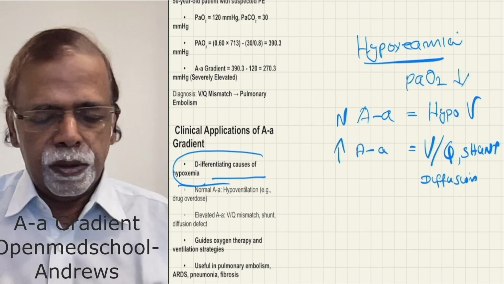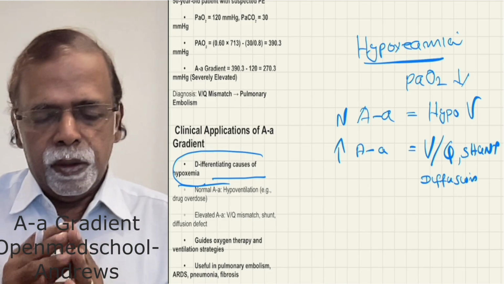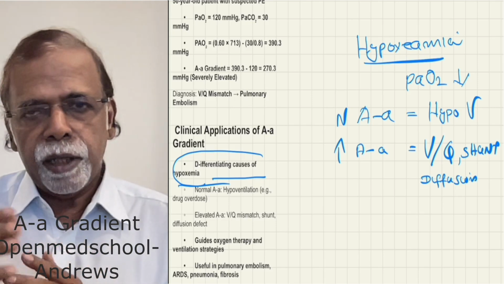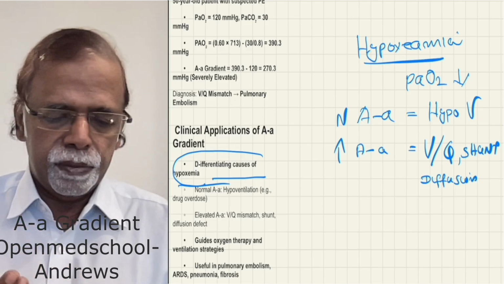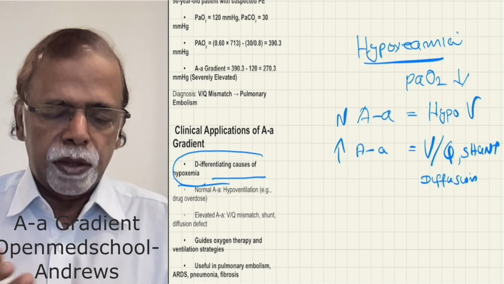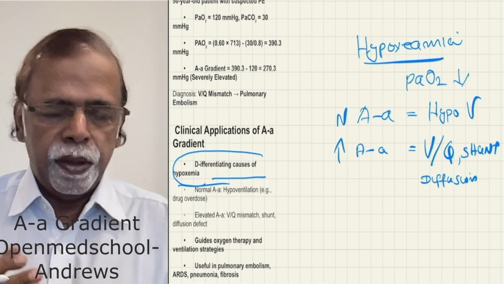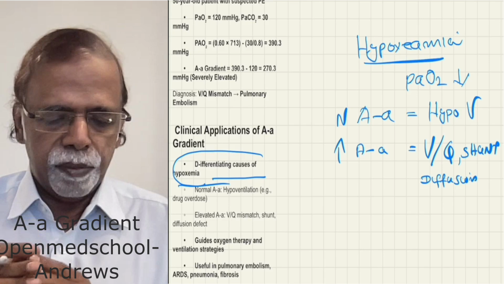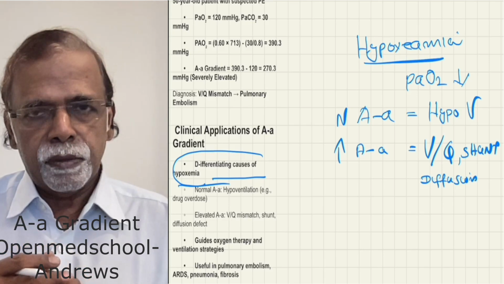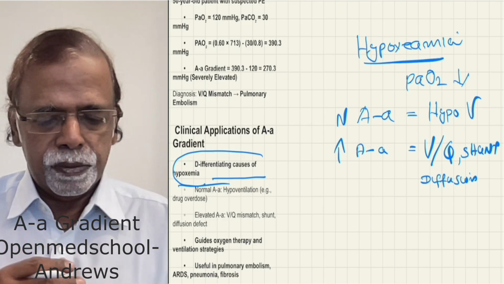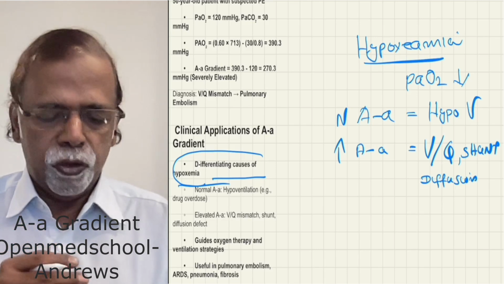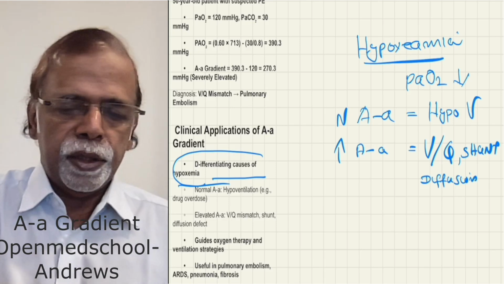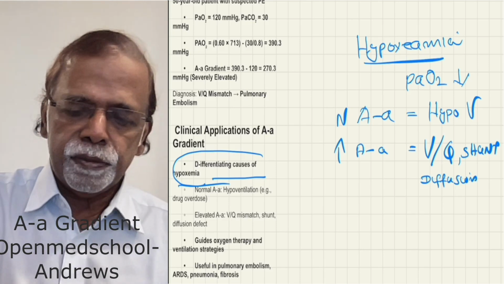And this AA gradient calculation will help you to adjust the oxygenation and oxygen therapy, and is useful in diagnosing or considering pulmonary embolism, ARDS, pulmonary fibrosis, and pneumonia. So let us summarize.